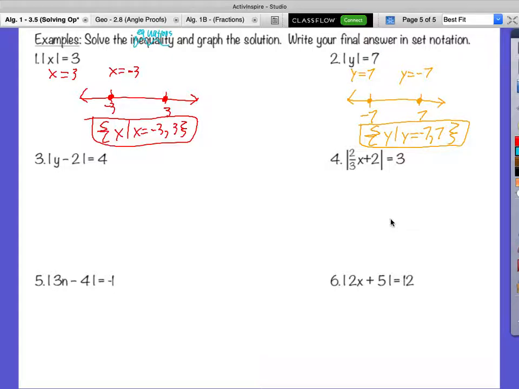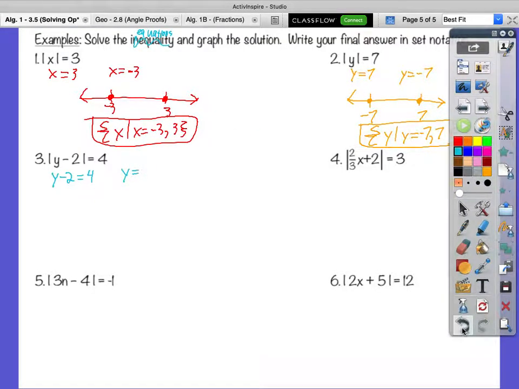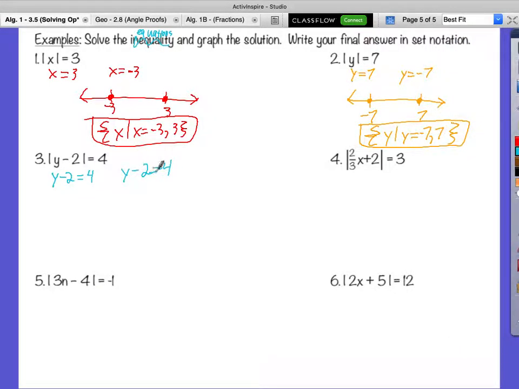So, the absolute value of y minus 2 is equal to 4. Once again, with these absolute value equations, we'll do the same thing we did up here. The first one we write normal. Y minus 2 is equal to 4. What do we do with the second equation? Y minus 2 equals negative 4. Everything stays the same, except for now it's equal to a negative 4. Anytime you have absolute value, you have to have two equations.